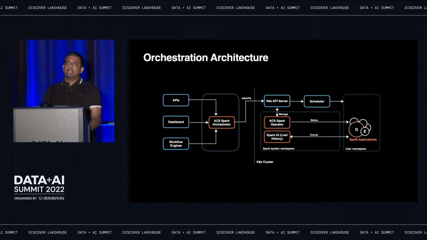Next, let's dig into a high-level design using Kubernetes. Picking the same example again of running a Spark job, the Spark orchestrator, upon receiving the run job request, would interact with the Kubernetes API server to create a custom resource of type Spark job in the user's Kubernetes namespace, and then create the Spark driver pod and executor pods when needed.